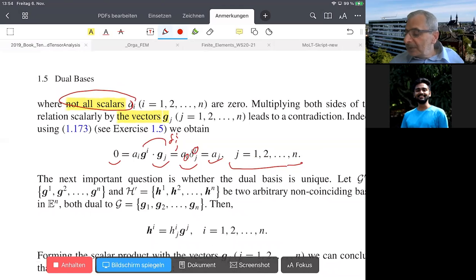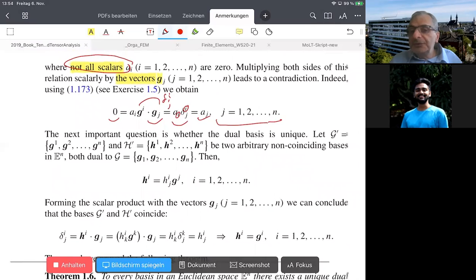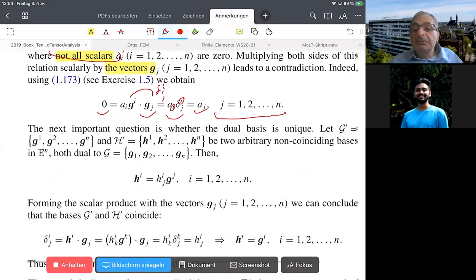Okay. So clear. And maybe the final step here for today, before we start shortly discussing the exercises, is the following: we prove that such a basis is unique.